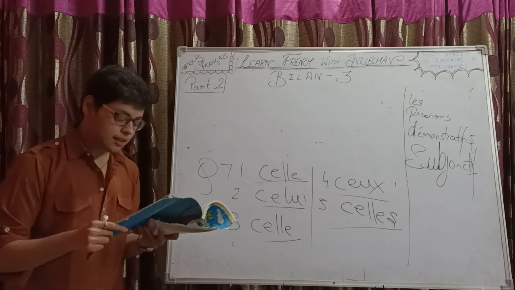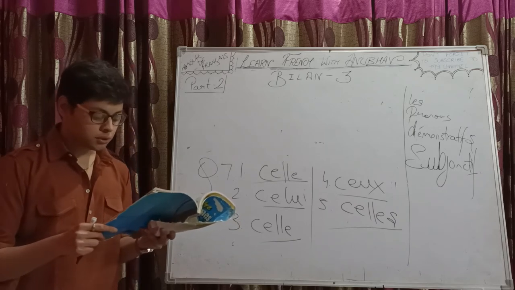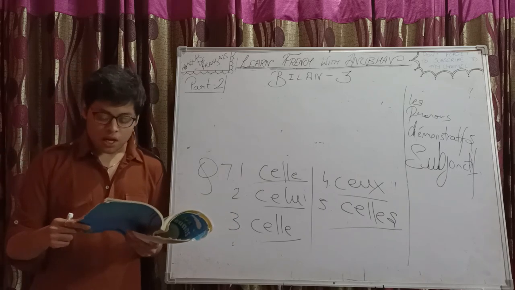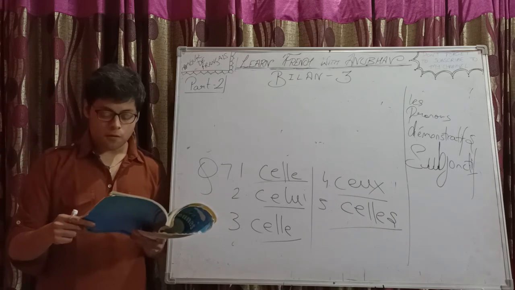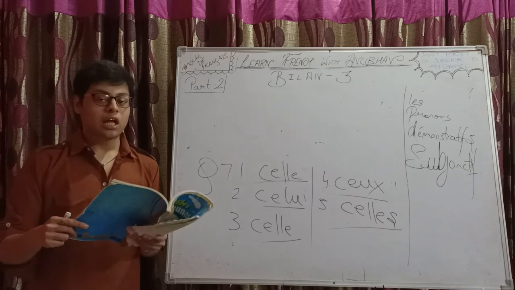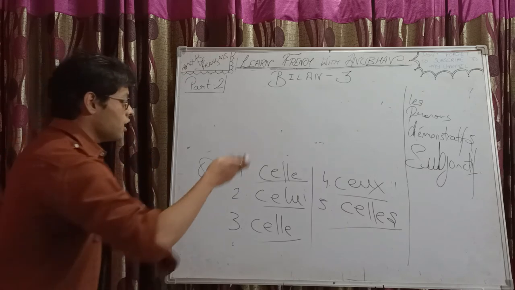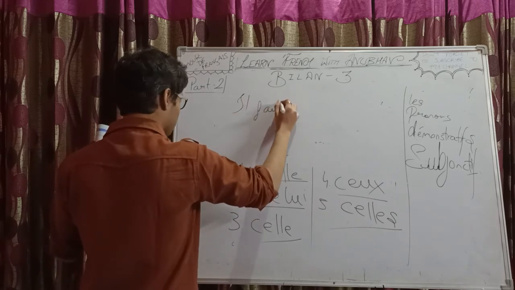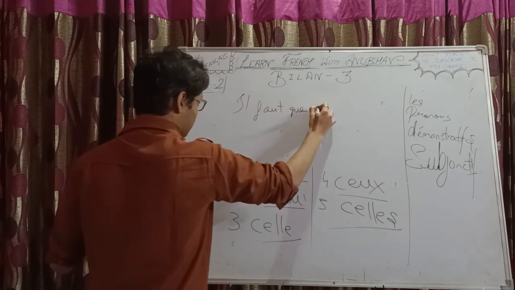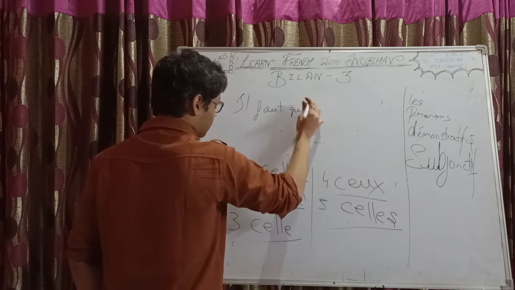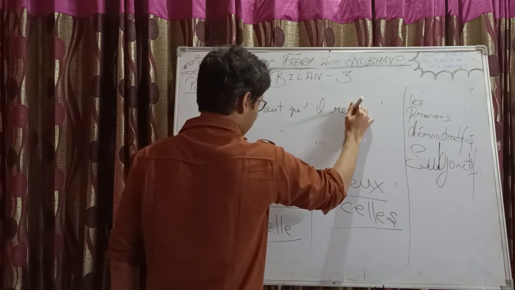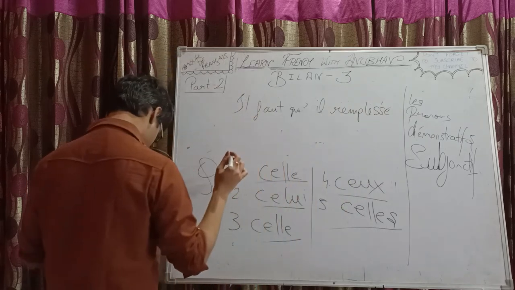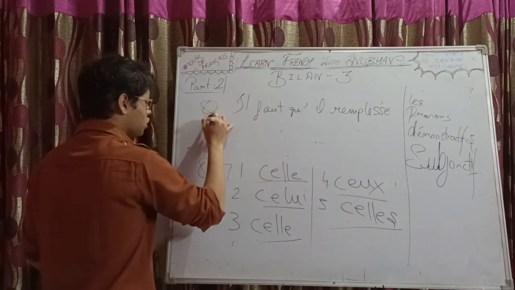So, Jean veut aller en France. So Jean wants to go to France. Il doit remplir un formulaire pour avoir son visa. So he must fill a form for applying for the visa. So now he must fill. It should be what? Il faut qu'il remplisse. Il faut qu'il remplisse. Okay. We are doing question number 8.